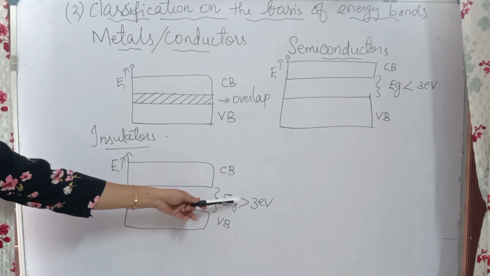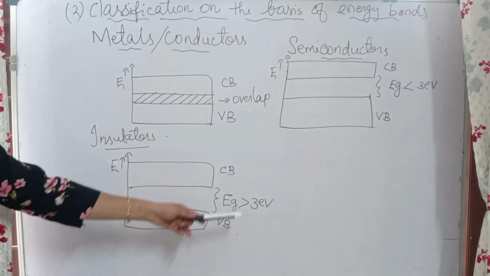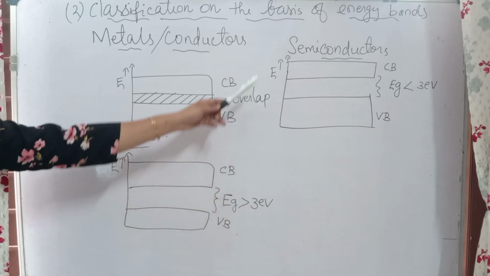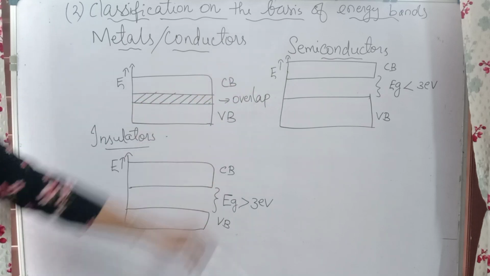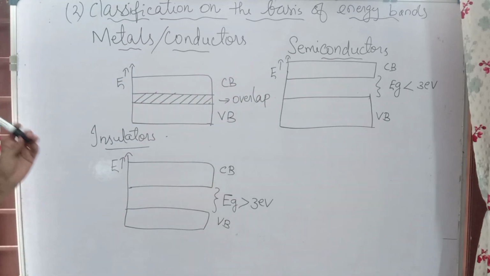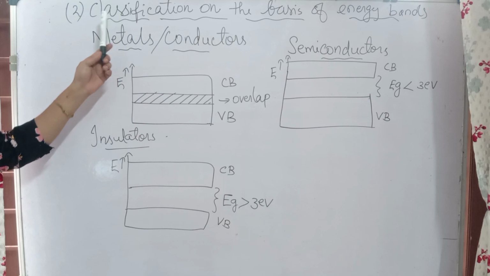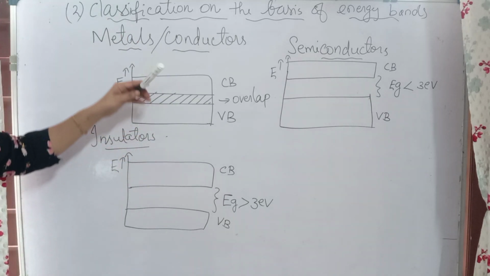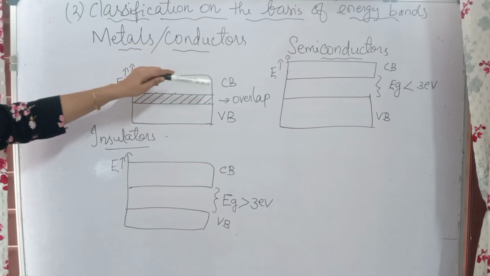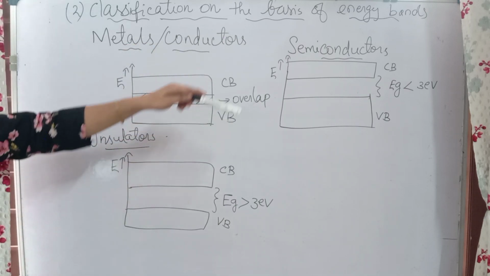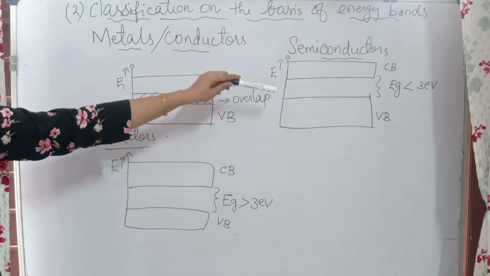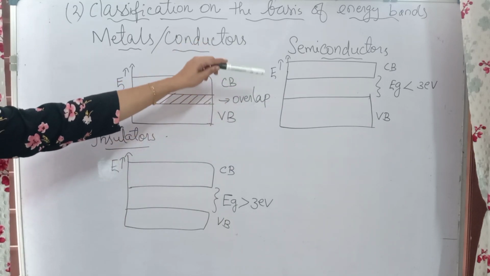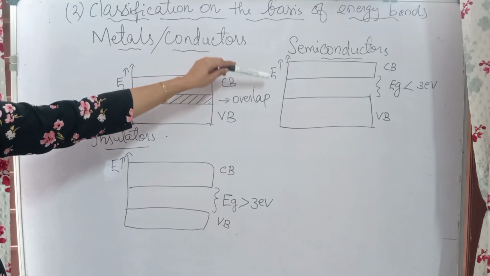This energy you have to just remember, that is, the energy band gap of 3 electron volt. It will be more than 3 electron volt here, and less than 3 electron volt there. So now we can conclude these 3 classifications, that is the classification on the basis of energy bands. In metals or conductors, the valence band and conduction band will overlap. In semiconductors, the valence band and conduction band are not coinciding or overlapping. There will be an energy gap between them.